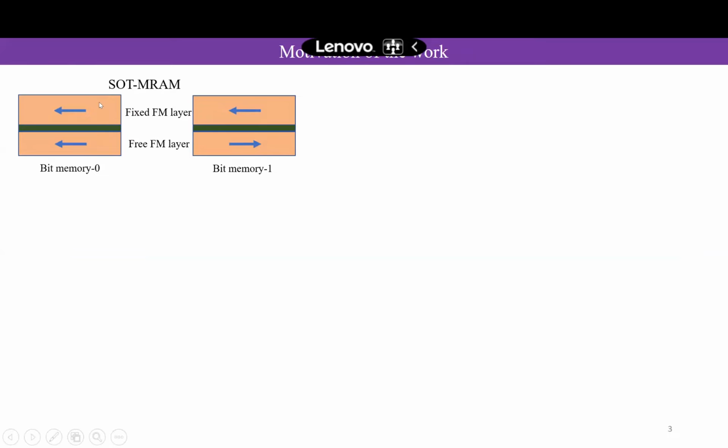and they are separated by a spacer layer. When the magnetization directions of the two ferromagnetic layers are in the same direction, that is said to be bit memory 0. And when the magnetization directions of the two ferromagnetic layers are opposite to each other, they are said to be bit memory 1.